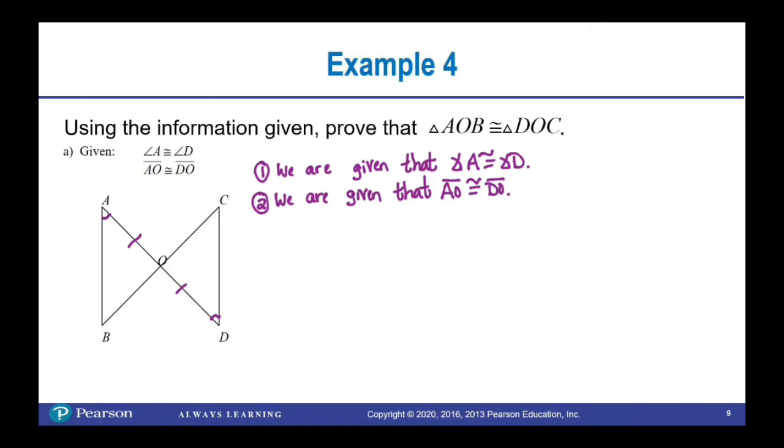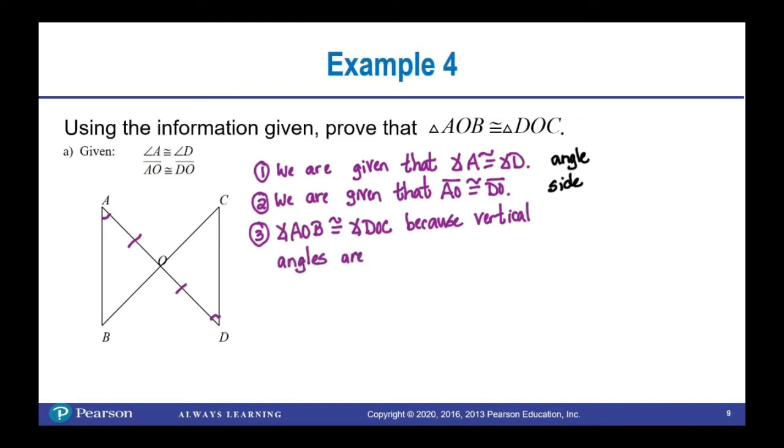I need at least one more piece of information. I have some vertical angles, and vertical angles are congruent. So angle AOB is congruent to angle DOC. Now I have an angle, a side, and an angle. So my triangles AOB and DOC are congruent by angle, side, angle.